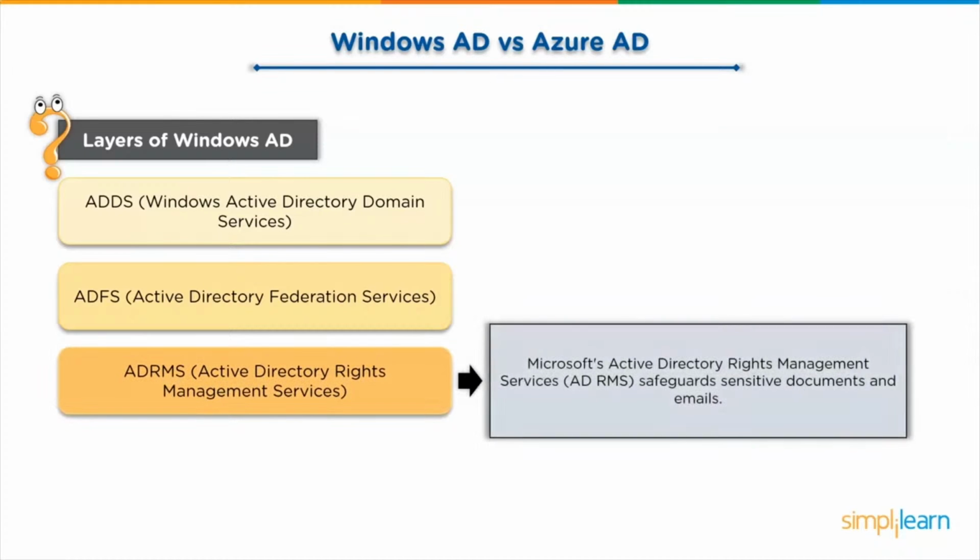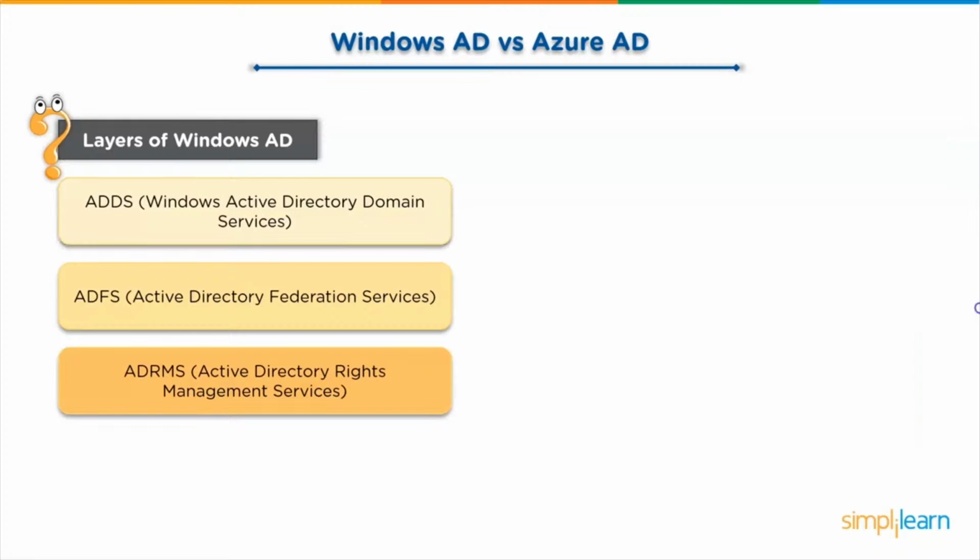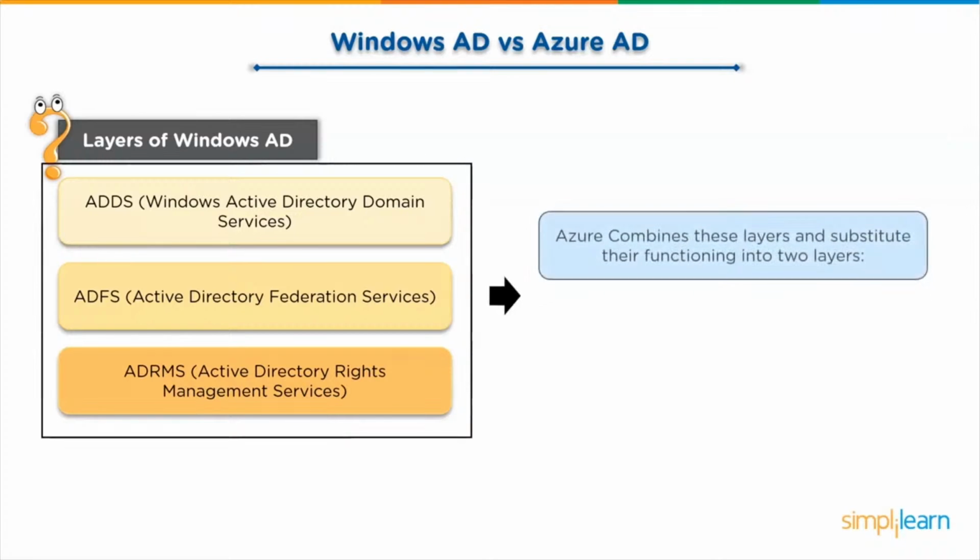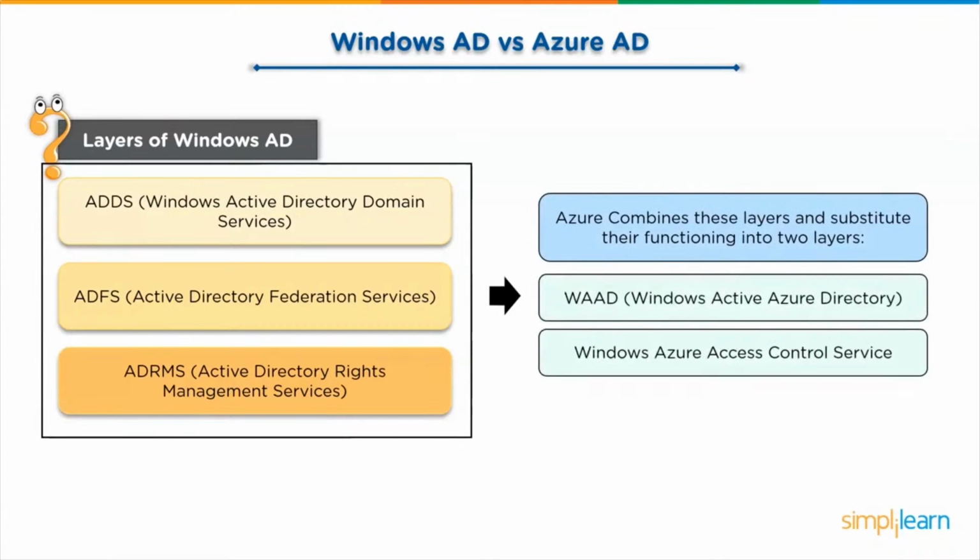Third is ADRMS, Active Directory Rights Management Services. Microsoft's Active Directory Rights Management Services safeguards sensitive documents and emails, unlike traditional security methods like firewalls and ACLs. ADRMS encryption and protection remain constant regardless of where a file goes or how it is transferred. But Azure Active Directory actually combines these layers and makes the whole process easier and hassle-free.